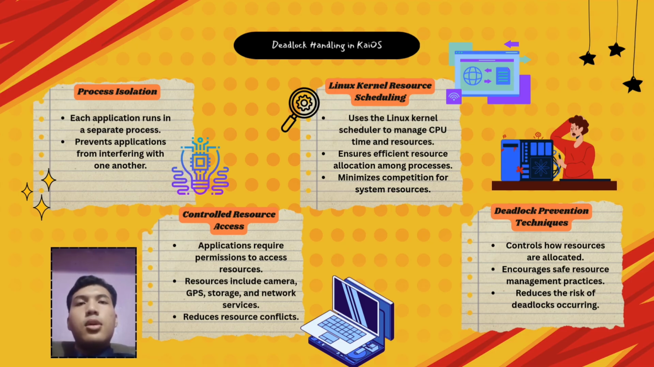Third, KaiOS relies on the Linux kernel resource scheduling mechanism. The scheduler manages CPU time and system resources efficiently, reducing competition between processes. Fourth, KaiOS applies deadlock prevention techniques by controlling how resources are allocated and ensuring the applications follow safe resource management practices.